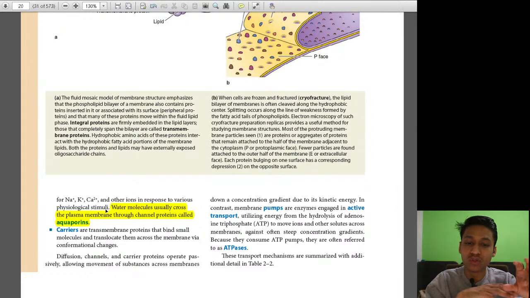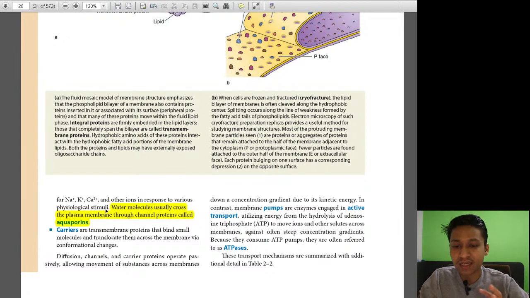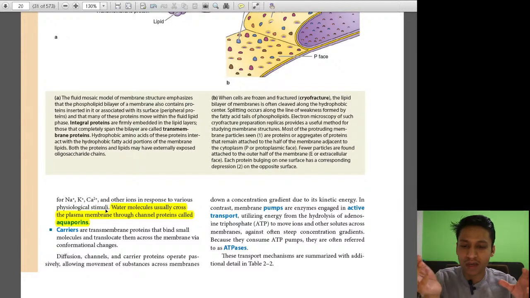Also, water molecules usually cross the plasma membrane through channel proteins called aquaporins. As we saw, diffusion is the process through which water transports very slowly, but the efficient way for water transport is through the protein channels called aquaporins, specifically for water. Carriers are transmembrane proteins that bind small molecules and translocate them across the membrane via conformational changes. So we know carriers are simple transmembrane proteins that bind small molecules and translocate them across the membrane.